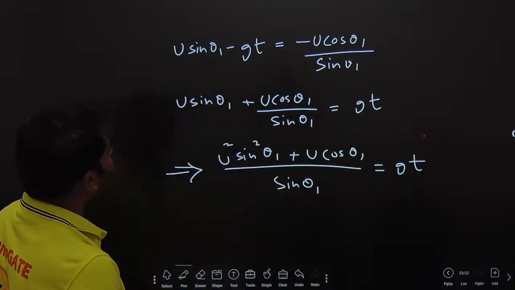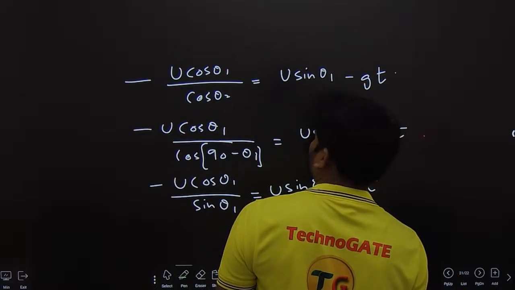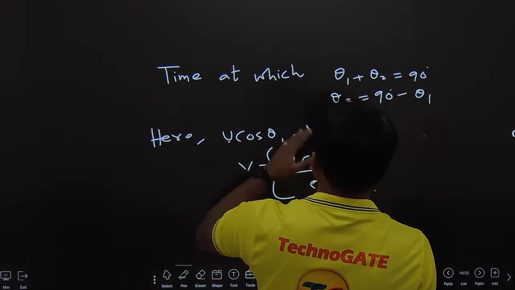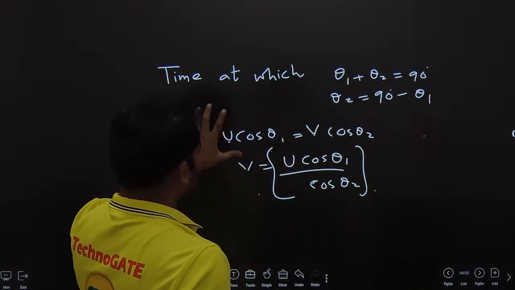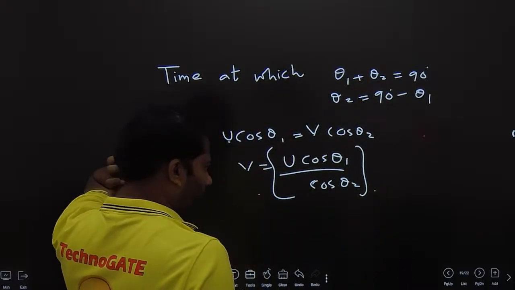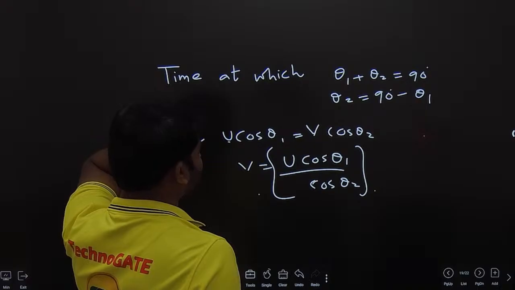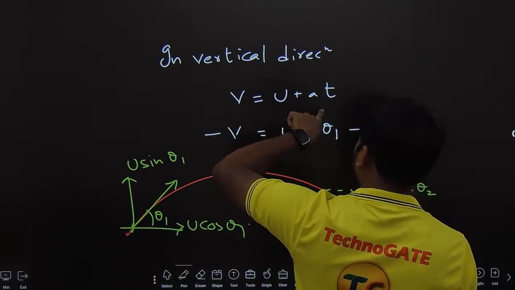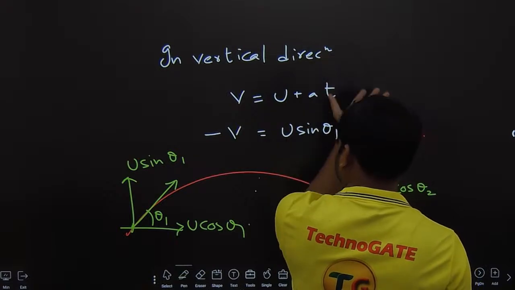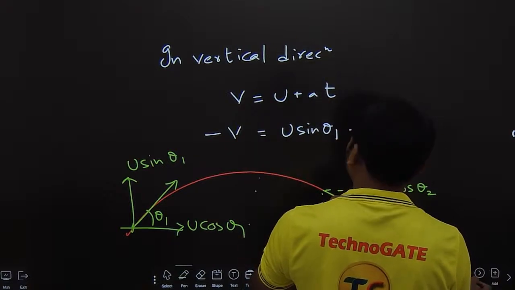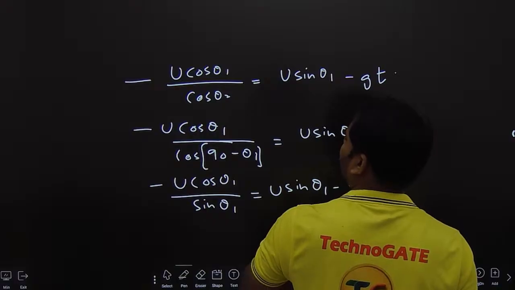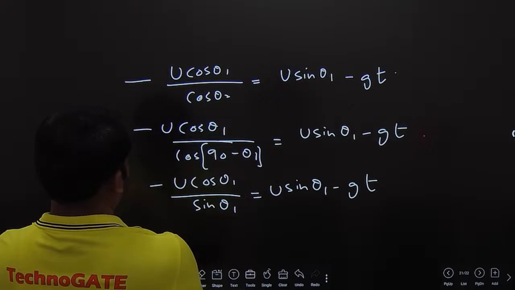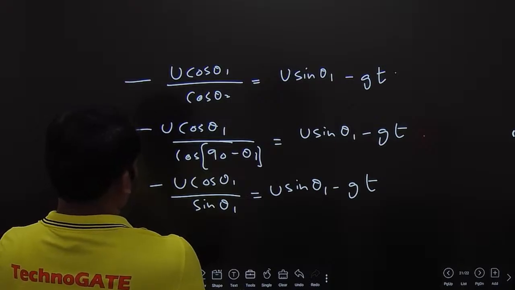Is that all? Is there a mistake somewhere? Let me check that. This is the value. So we got theta 1 plus theta 2. U cos theta 1 is equal to v cos theta 2. That is right. So we are getting v value as u cos theta 1 by cos theta 2. V is equal to u plus at. U is upside, g is downside, v, but with a negative sign. So we are actually getting minus u cos theta 1 by cos theta 2. So I am getting sin theta 1 like this, gt.